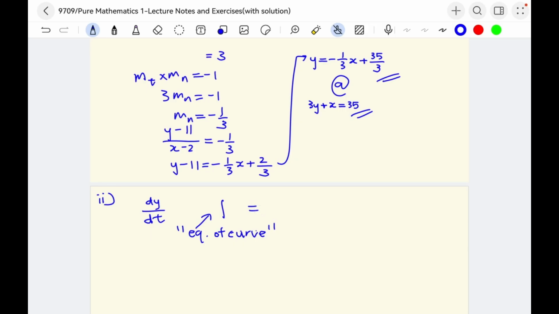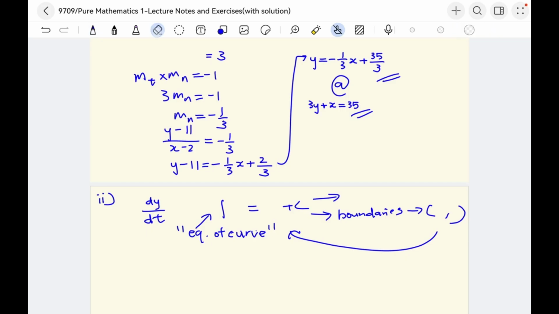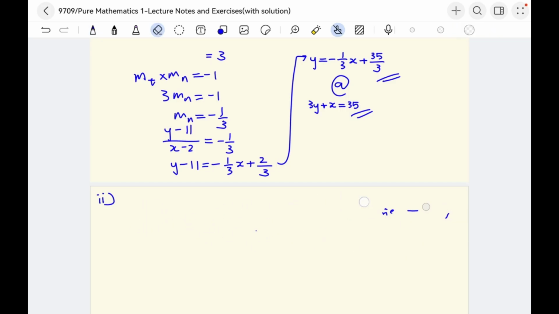And with no limits, you should think integrate plus c. Plus c, what can you think? Boundaries. Boundaries, what can you think? Coordinates, right? Coordinates, what can you think? Substitution, right? Substitution, what can you think? Find the c. After you find the c, what should you do? Rewrite the equation of the curve. That's all. Is it difficult? No. Okay? Please think it easier. Alright?